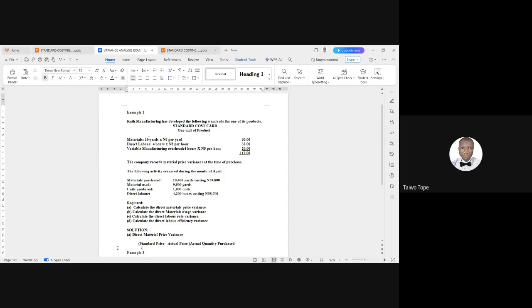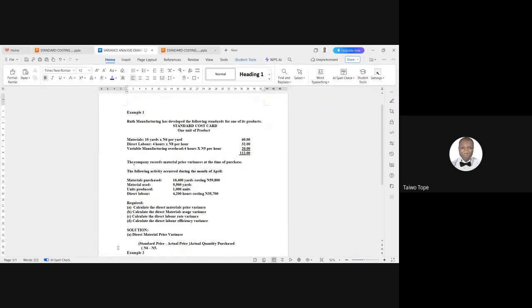Though we can solve it in two different ways, let's just go by this method. I don't want confusion. So now, the standard price for 1 yard is what? 6 naira. The actual price is what? In terms of material, actual. 5 naira 75 kobo. 5.75.